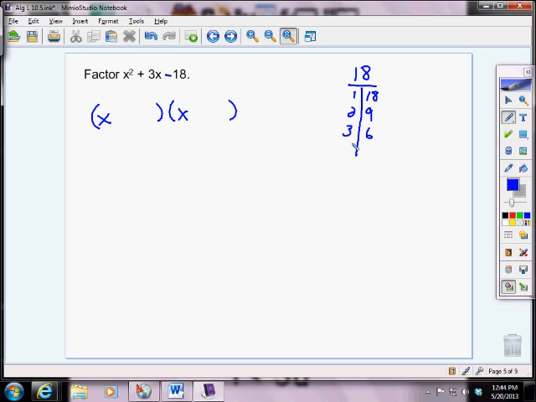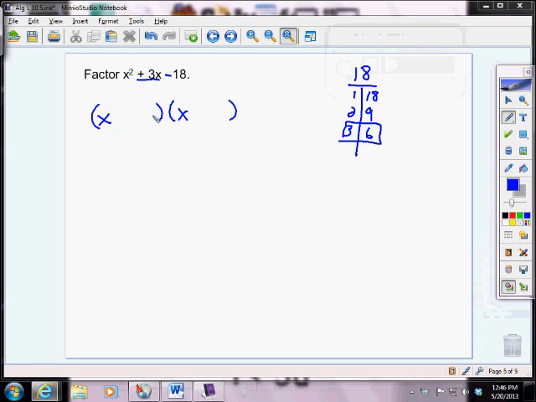Okay, so I look at all those combinations there. I'm looking for which pair I can multiply to give me negative 18, but it's going to add to give me a positive 3. I can multiply 2 and 9 to get a negative 18, making one of them negative. But I can't think of a combination where I can add either a negative 2 plus 9 or positive 2 plus a negative 9 to give me 3. But I think that will work for 3 and 6.